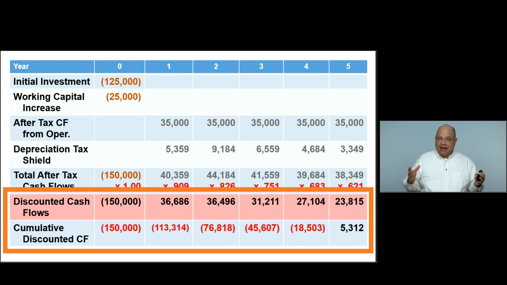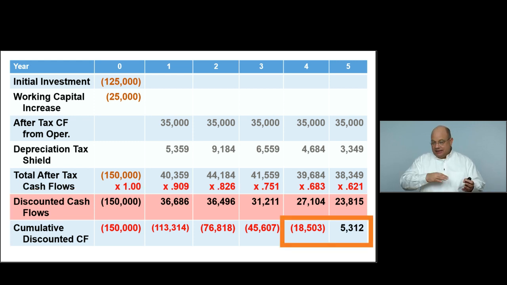And we have the same situation here, where it starts out negative, minus 150,000, and then it gets a little bit less negative each year. At the end of year 4, we have a negative $18,503 cumulative cash flow. At the end of year 5, it's a positive $5,312. So it's somewhere during year 5 that we get to 0.